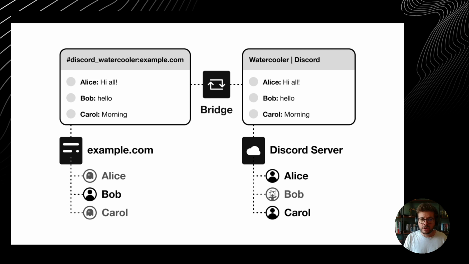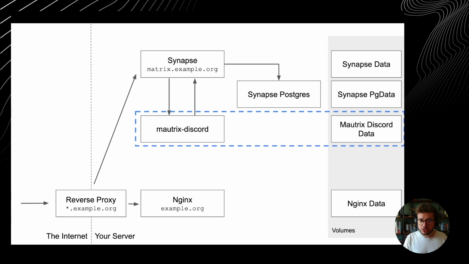On the Discord side, the bridge is going to call the Discord APIs to do whatever it needs to do to make it look like there is a Discord user called Bob. In the Matrix vocabulary, we say that this is a puppet mimicking what the actual Bob Matrix user does. Back to our deployment, the registration file is what allows the bridge to get privileged access to Synapse.